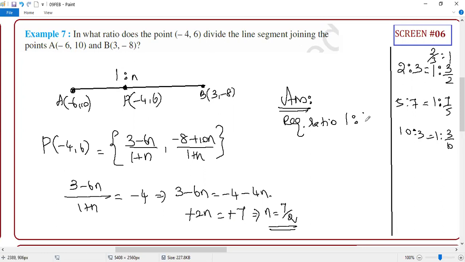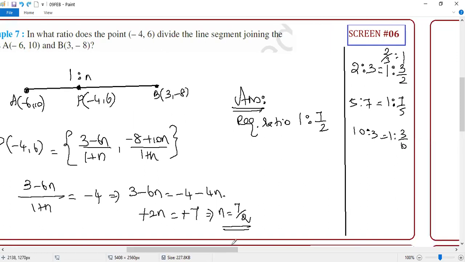So 1:7/2. This answer is correct, but it's not polished. Correct or not? So if I come reversely, guys, wait. Everyone should know this. I can say 2:3 can be written as 1:3/2. If you come reversely, whatever denominator is there, you can put it here. So according to that, I can put 2 here. So this answer can be written as 2:7, but both are correct answers. Once you finish that, nicely box it.